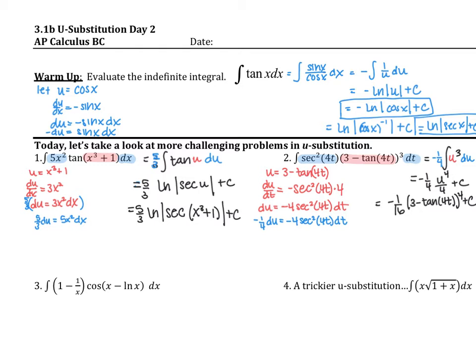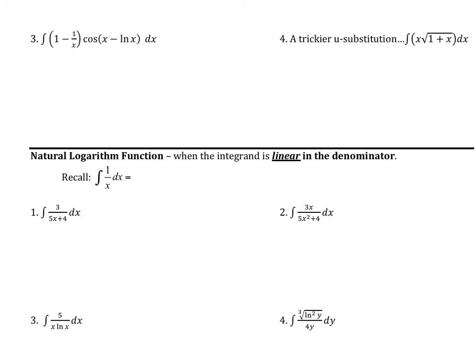Okay, so let's try some that are just a little bit different, maybe a little bit more fun. All right, so looking at this, what do you suppose we should let u be? Hopefully you see that the inside function is x minus ln of x. So if we let u equal x minus the natural log of x, and then when we take the derivative of u with respect to x, we would get 1 minus 1 over x. Hey, that looks like something we might be able to use.